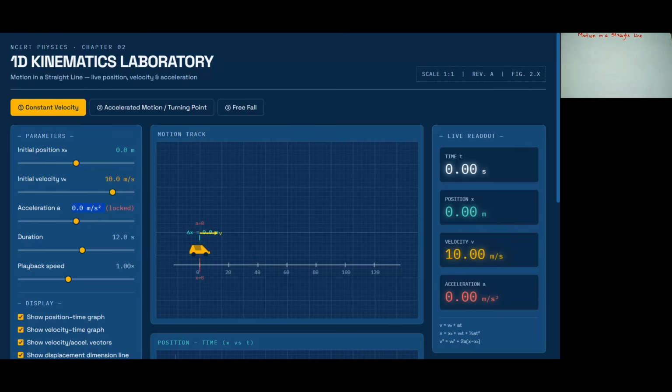So you can say that acceleration a equals 0. So since a equals 0, the velocity stays 10 meters per second for the entire run. Clear? This stays 10 meters per second for the entire run.